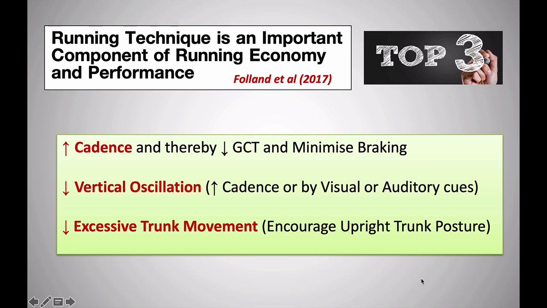The second is vertical oscillation, which is jumping up and down, where you bounce. A bit of bounce, like 5-6 centimeters, 8 centimeters, is normal. Anything more than 10 centimeters is considered excessive. If you're having excessive bounce, then you're increasing the impact forces, which could potentially lead to overuse injuries such as in the knee and the foot. That can be changed by increasing cadence or by visual or auditory cues.